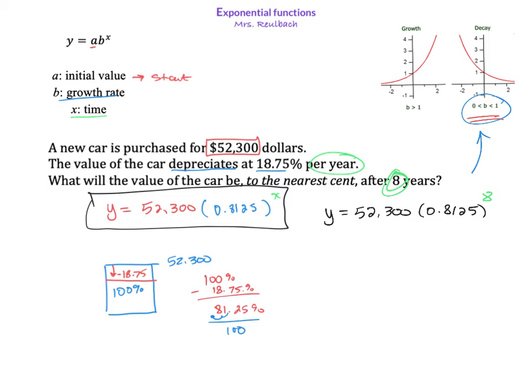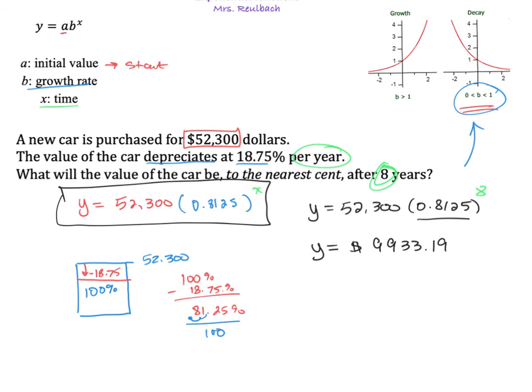Okay, so once you put this in the calculator, if you're using a handheld calculator, be sure to do this part to the eighth first, then multiply it by that. But if you're using a graphing calculator, you can type it straight in, and you should get 9,933.19. And that is the value of the car after 8 years.